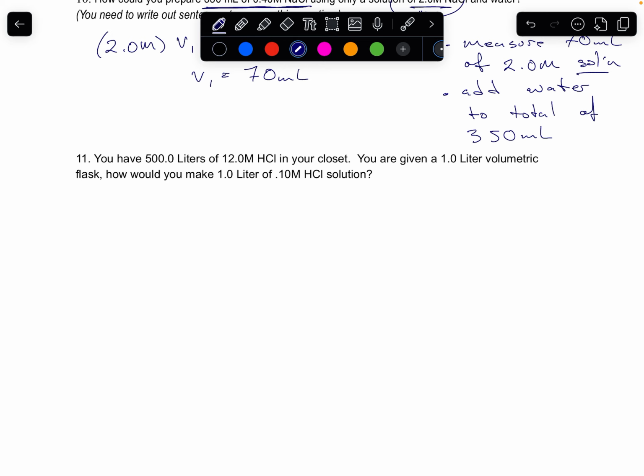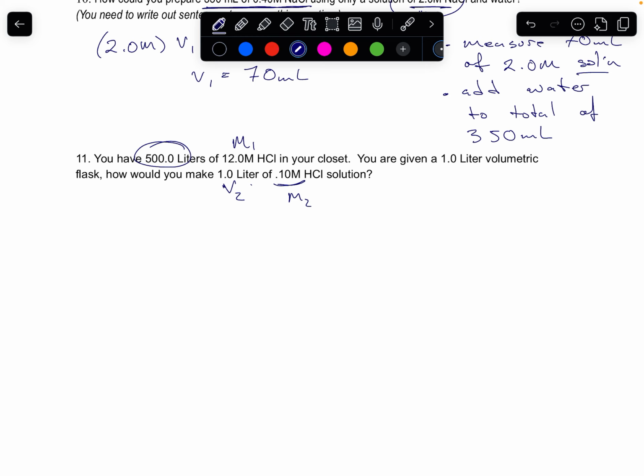All right, last one. You have 500 liters of 12 molar HCl in your closet. You're given a 1 liter volumetric flask. How would you make 1 liter of 0.1 molar HCl solution? This is the solution we're trying to make, so this is going to be my M2. I've got my 12 molar HCl, that's my M1, that's what we're starting off with. I only have a 1 liter volumetric flask, so my final solution is going to have to be 1 liter. Let's call that V2.